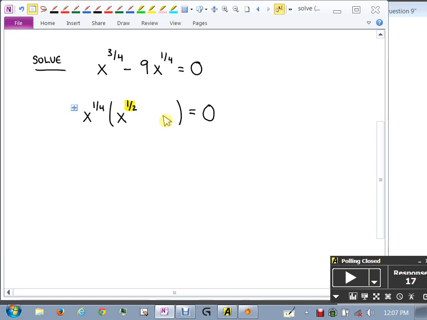Yeah, what about over here? Minus just 9? Just 9, right? Because if I come through here and I multiply x to the 1/4 times -9, I get exactly -9 times x to the 1/4. Okay, let's ask if everyone is okay with that or not.